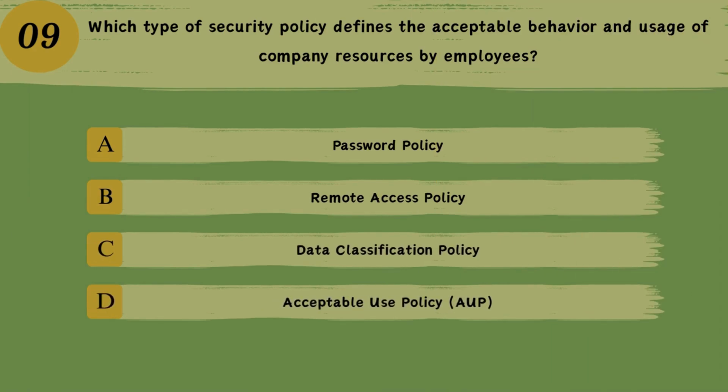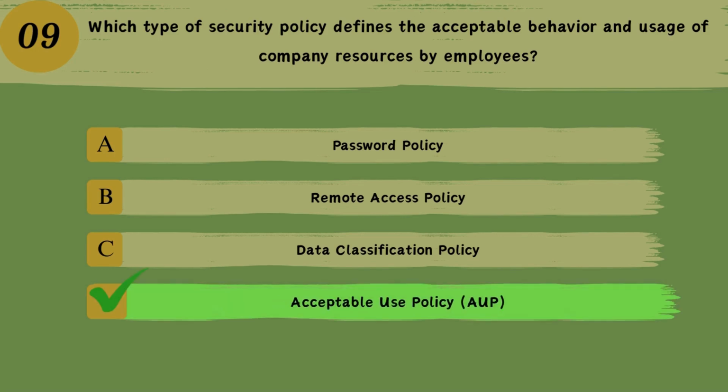Question 9. Which type of security policy defines the acceptable behavior and usage of company resources by employees? A. Password policy. B. Remote access policy. C. Data classification policy. D. Acceptable use policy.